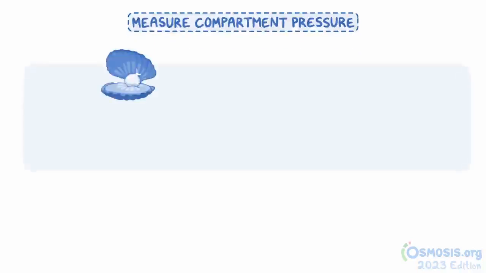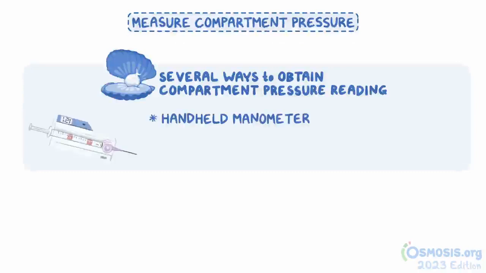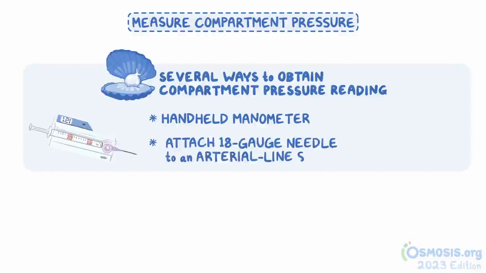Here is a clinical pearl. There are several ways to obtain a compartment pressure reading. There's a special handheld manometer made just for this purpose. However, if you don't have one readily available, you can create your own manometer by attaching an 18-gauge needle to an arterial line setup to measure compartment pressures.